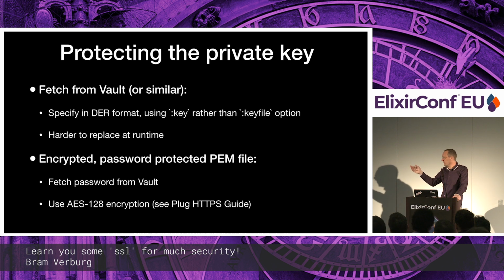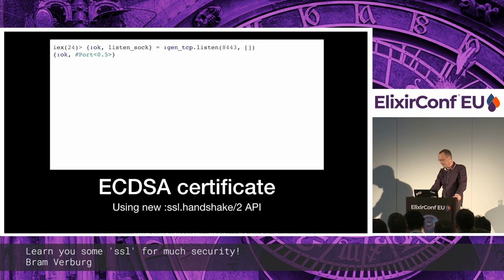Just remember to use AES 128 encryption until OTP 22, because there's not really a default in OpenSSL when you're generating key pairs, but people tend to pick AES 256 because it sounds better, and it's not supported by OTP at this time. In 22 it will be supported. Okay, I don't have time for this, I'm sorry. So if you're interested in ECDSA certificates, talk to me later.